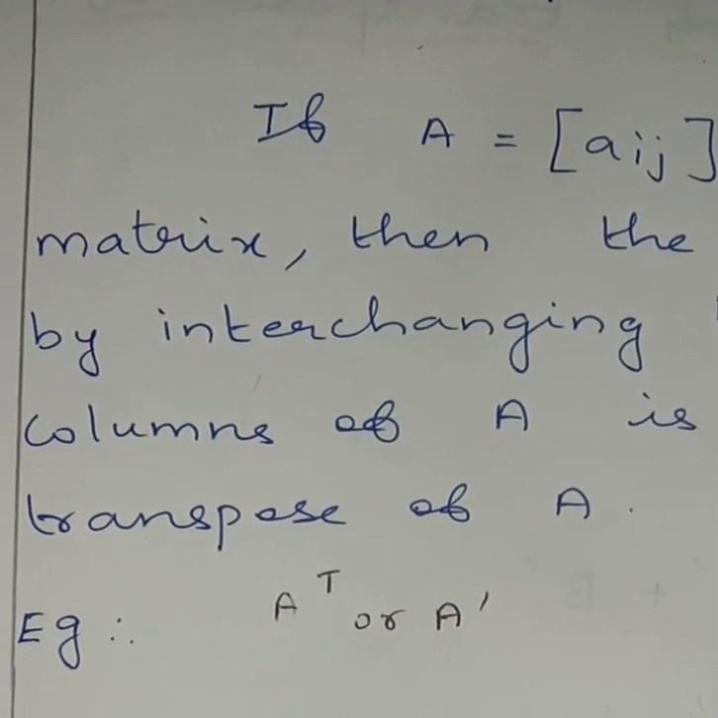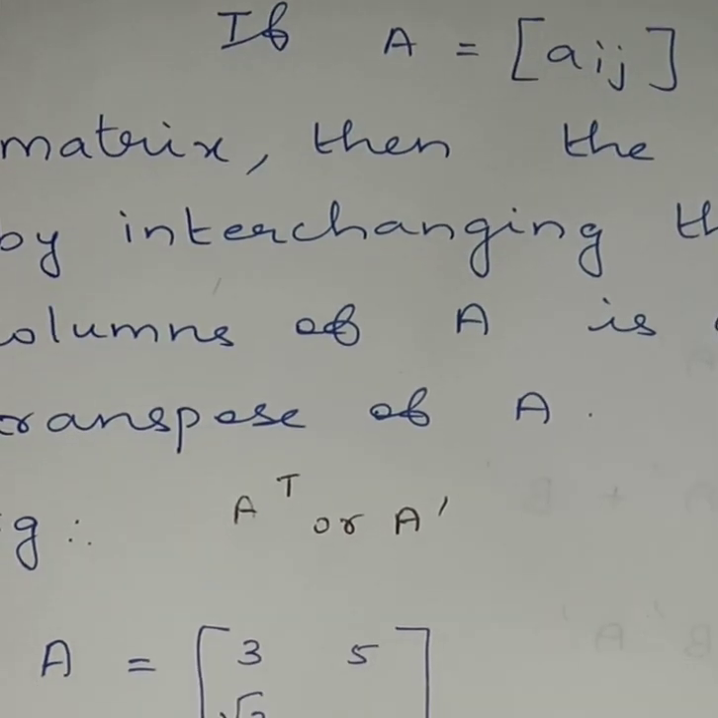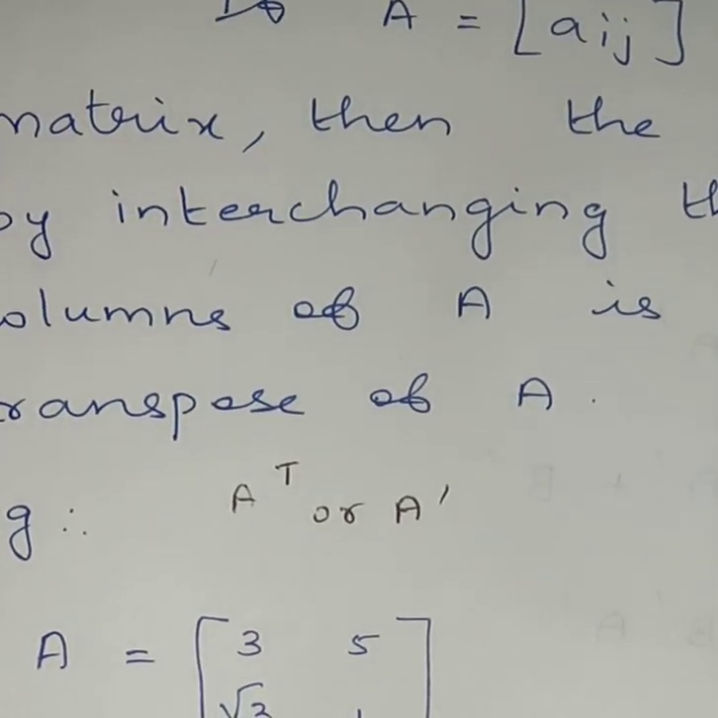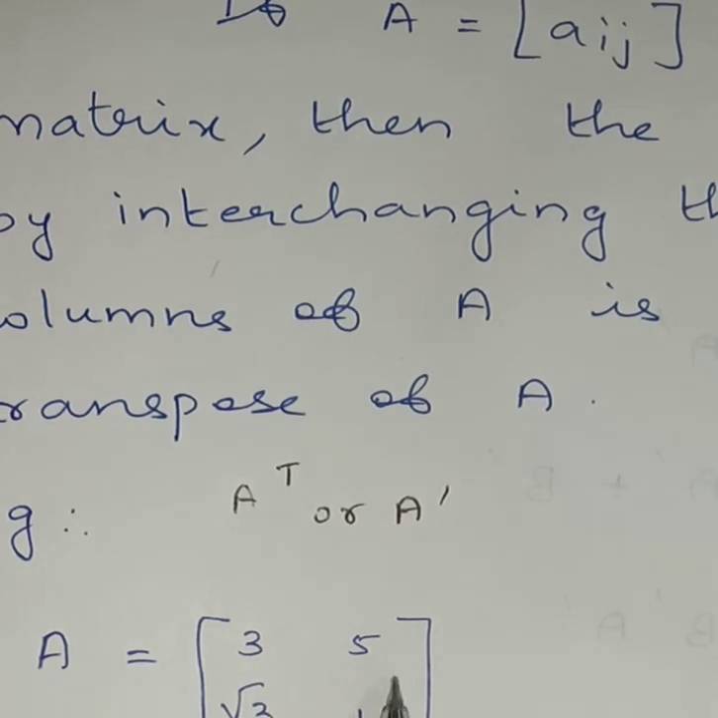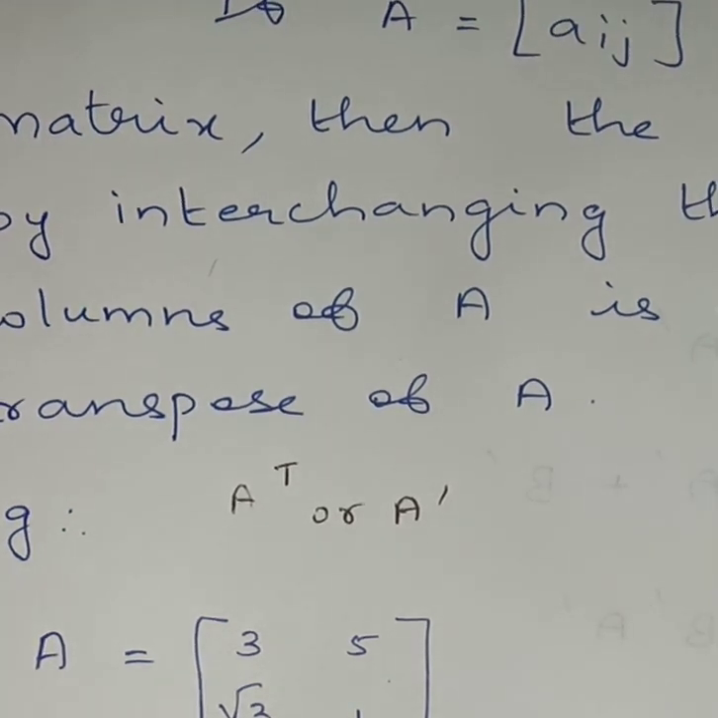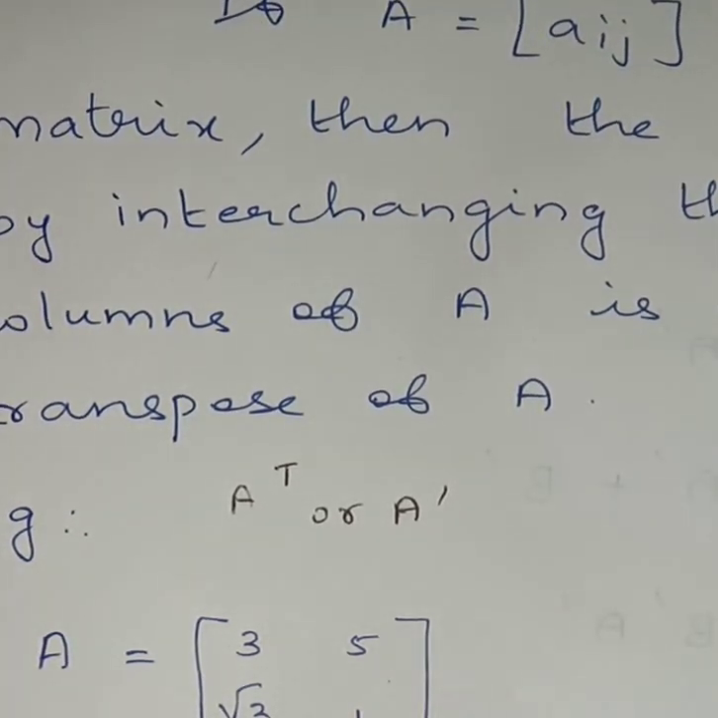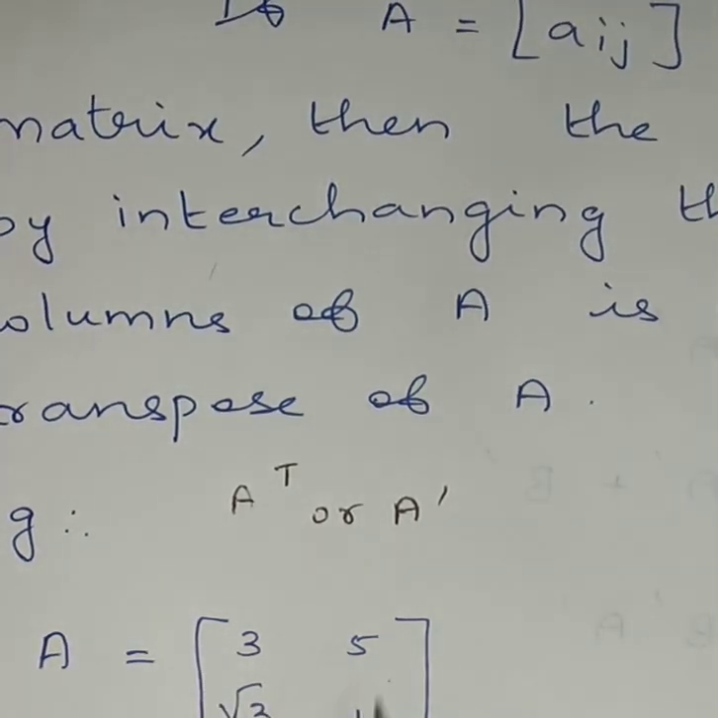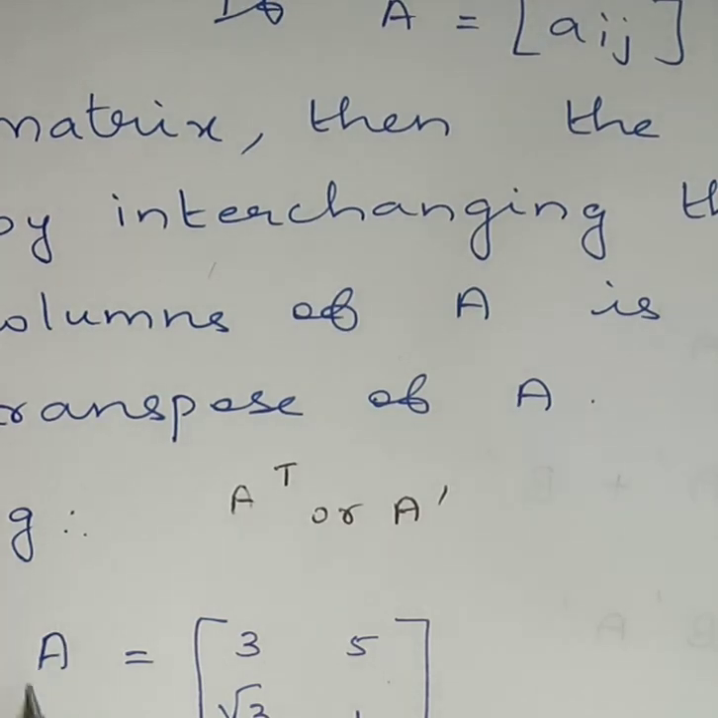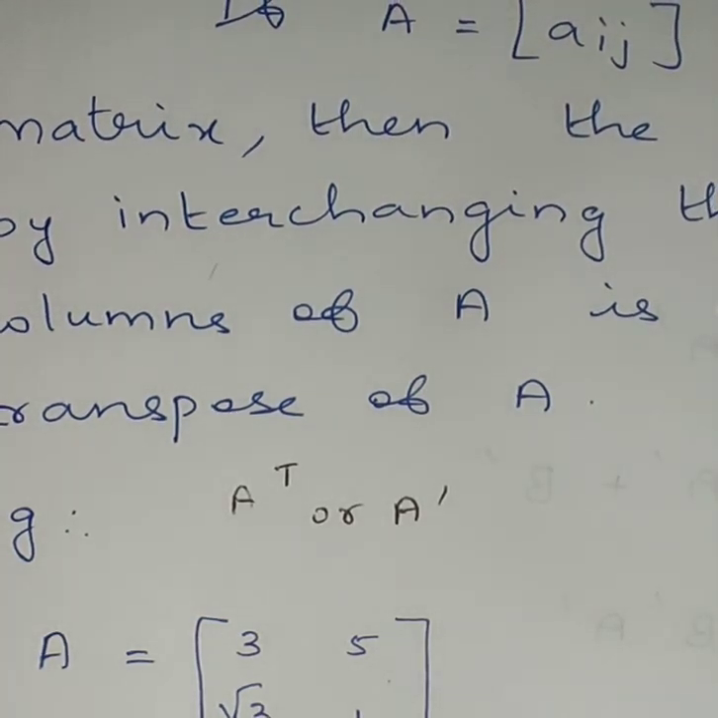So now let me see one example. We are taking one matrix A equal to 3 5, root 3 1, 0 1. What is the order of this matrix, students? How many rows are there? 3 rows. How many columns? 2 columns. So order of this matrix is 3 cross 2, right?